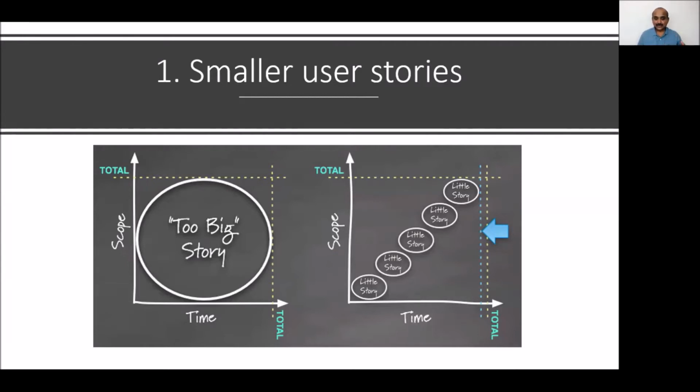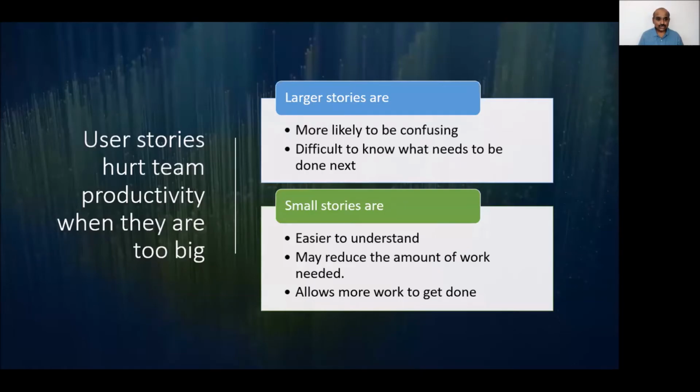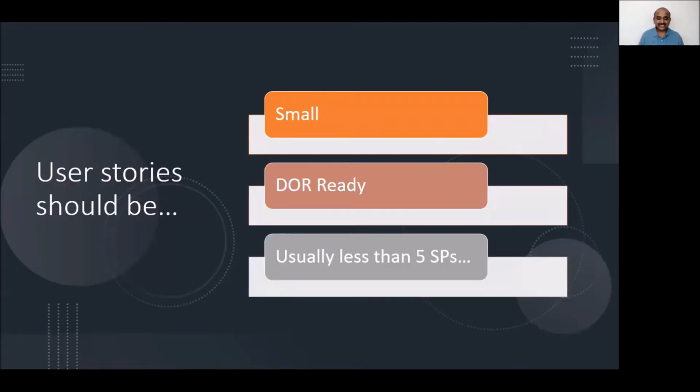Even when you start a day wanting to do a 10-hour preparation, you can't do it. Instead, if you split the 10 hours into, let's say, half-hour tasks, then you end up completing many tasks. You can check it out. It's common sense, but we are just not implementing it on agile projects. So that's why, my friends, user stories hurt team productivity when they are too big. That's why the first and fundamental thing that increases productivity is smaller user stories.